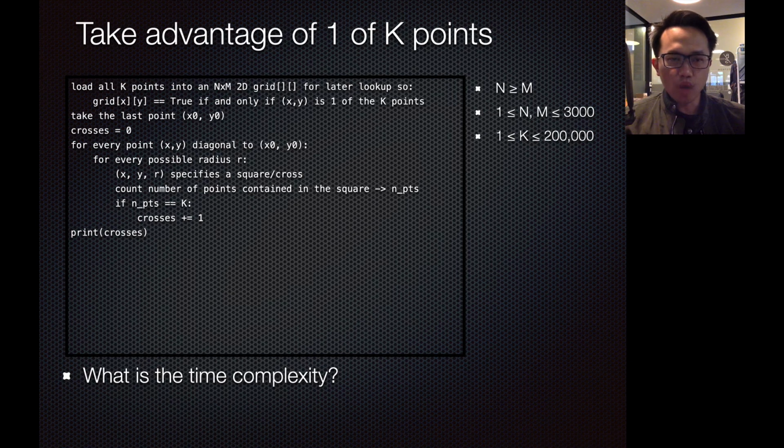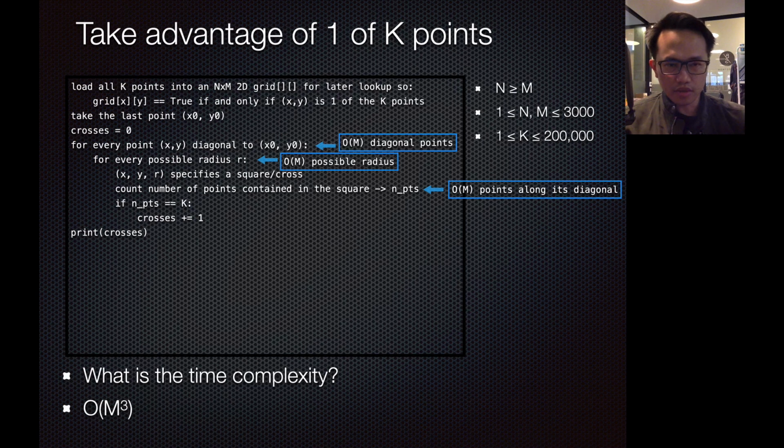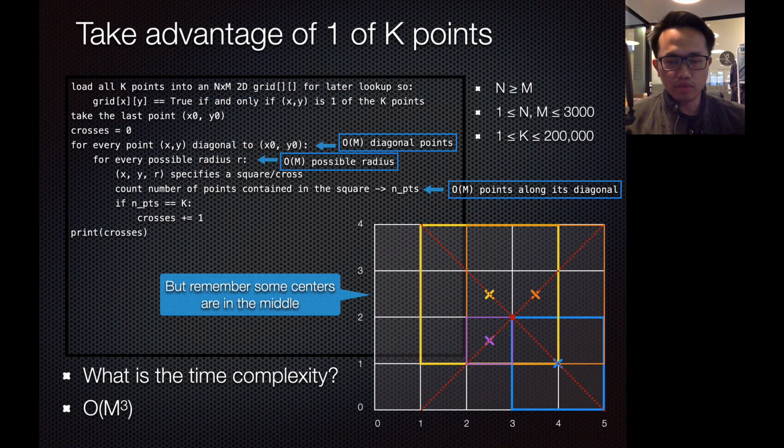So for now, x, y, r would specify a particular square with the center at xy and radius r. So you go through every single possible square or cross, and then you count the number of points that are contained in the square's diagonals. And then you check whether it's k, and if it is k, then you add 1 to the count. And this is an order of m cubed time complexity algorithm. Better.